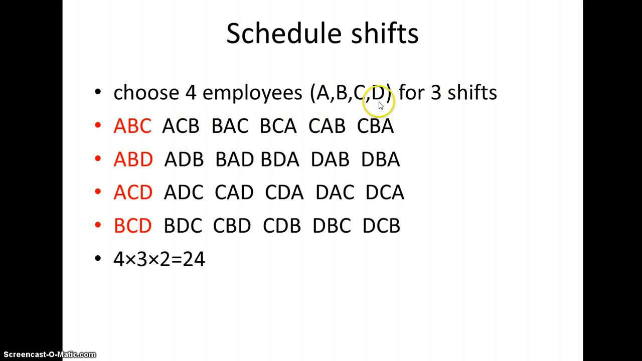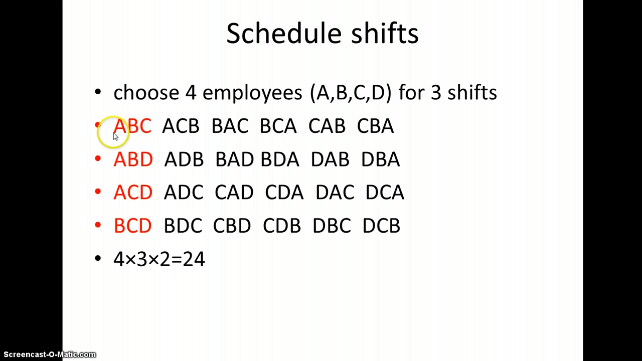And so out of these 4 people, we can choose person A, person B, and person C. Or we can choose person A, person B, person D, or A, C, D, or B, C, D. And after we pick these 3 people, we need to schedule them for shifts. Who is in the morning, who is in the afternoon, who is in the evening.